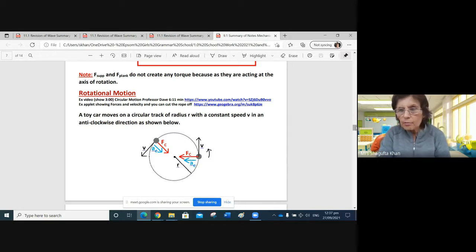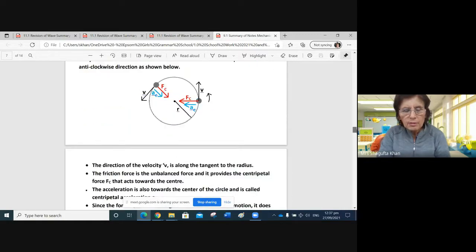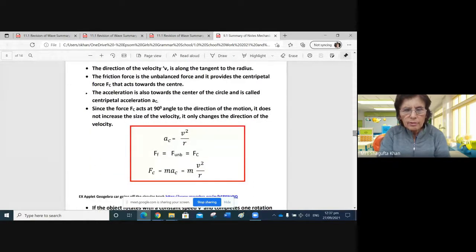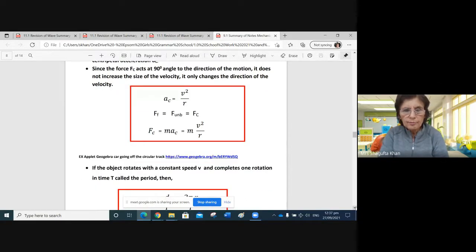So in this question, what you could be asked is to calculate the acceleration. These are the formulas. Centripetal acceleration is v squared over r. Friction force is providing the unbalanced force, or centripetal force, and that is equal to ma. And a was centripetal acceleration, so it becomes mv squared over r. That might look familiar. Centripetal force is mv squared over r.